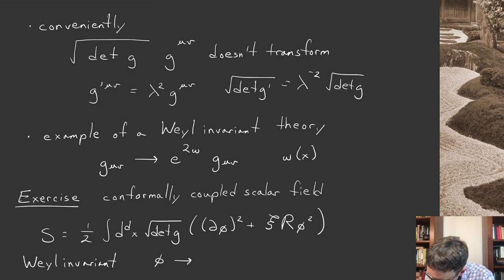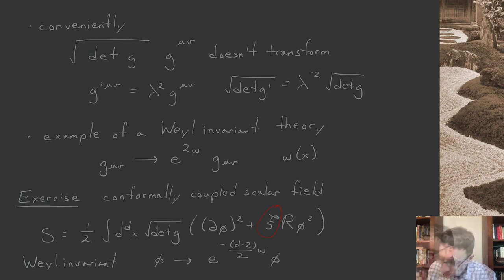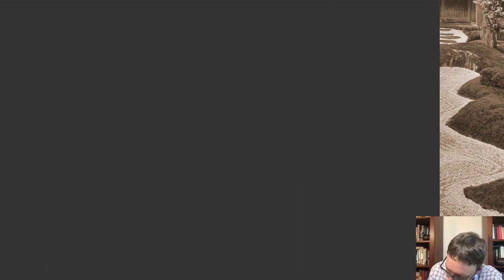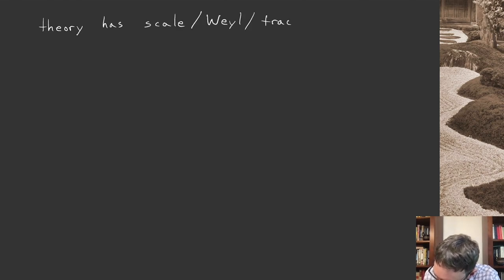I didn't have to scale φ in two dimensions. It's dimensionless in two dimensions, but in general, there's a factor of (d−2)/2 times this Weyl factor. So if I supplement my Weyl transformation with this rule for the scalar, the claim is that there's a particular value for ξ, which I'm going to ask you to determine in this exercise, for which this action is Weyl scaling invariant. All right. So even though it's classically invariant, the theory is going to have an anomaly, which, by a slight abuse of notation and with various nomenclature, I'll call a scale or Weyl or trace anomaly. And for the purposes of this lecture, it's all basically the same thing.